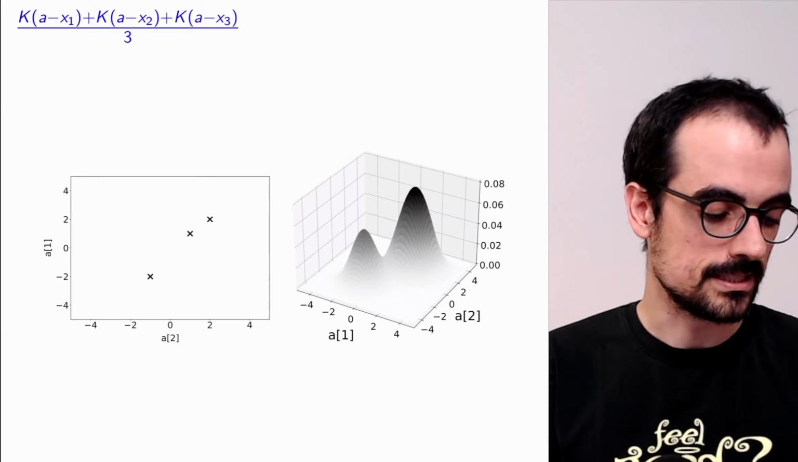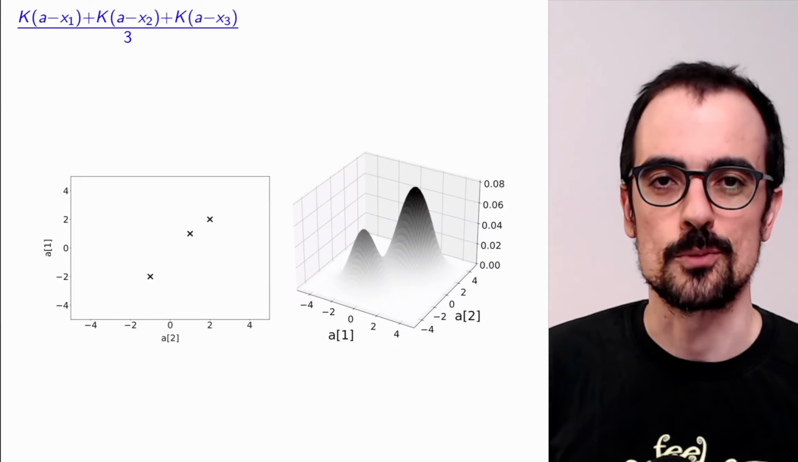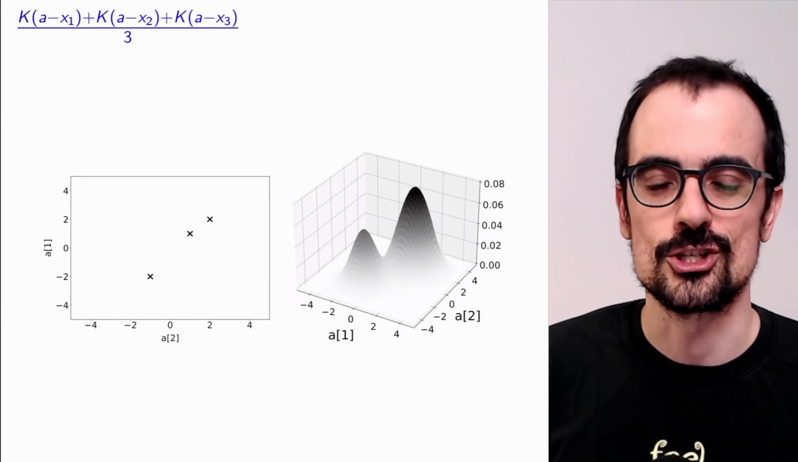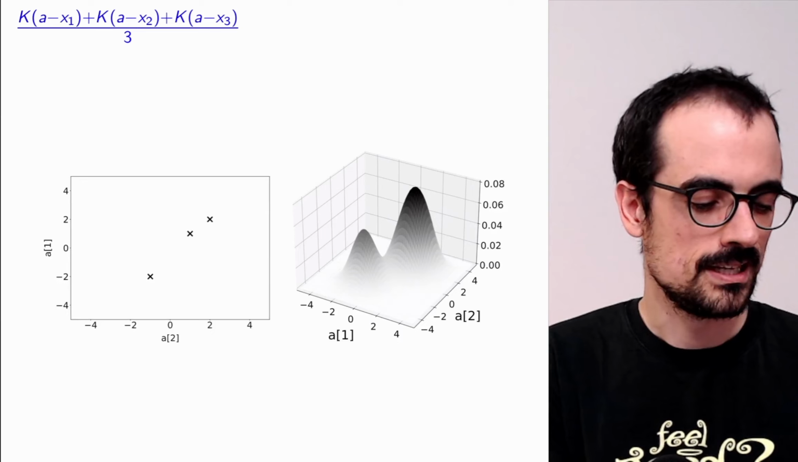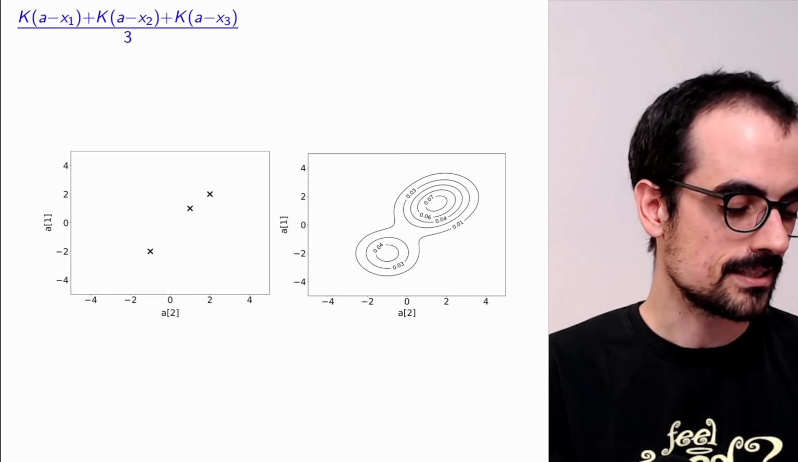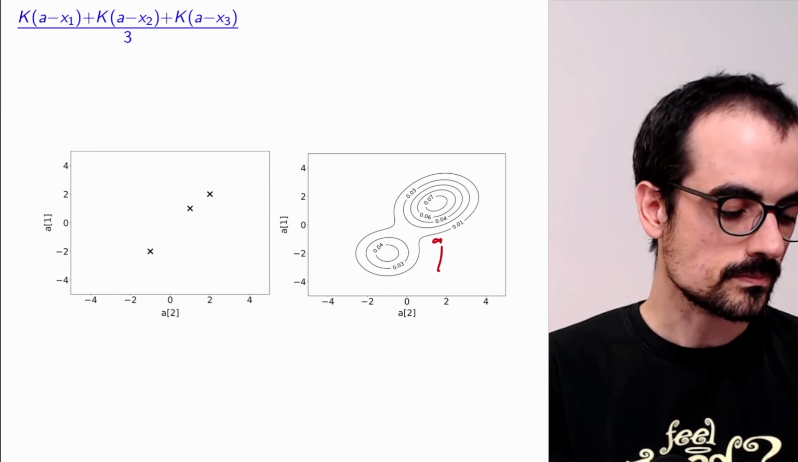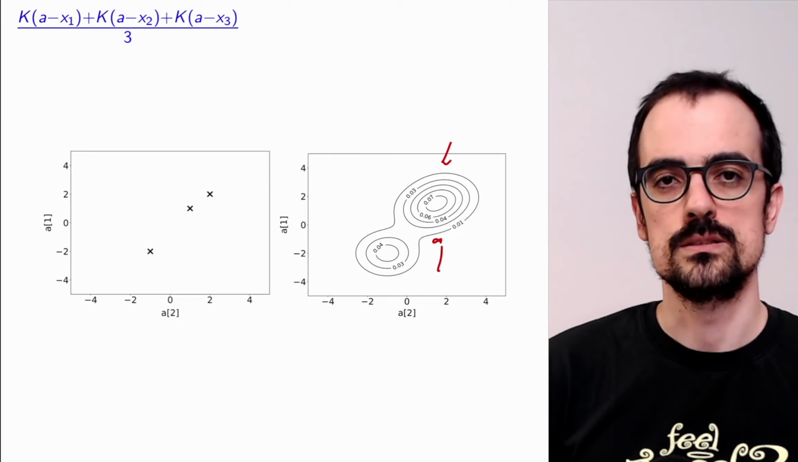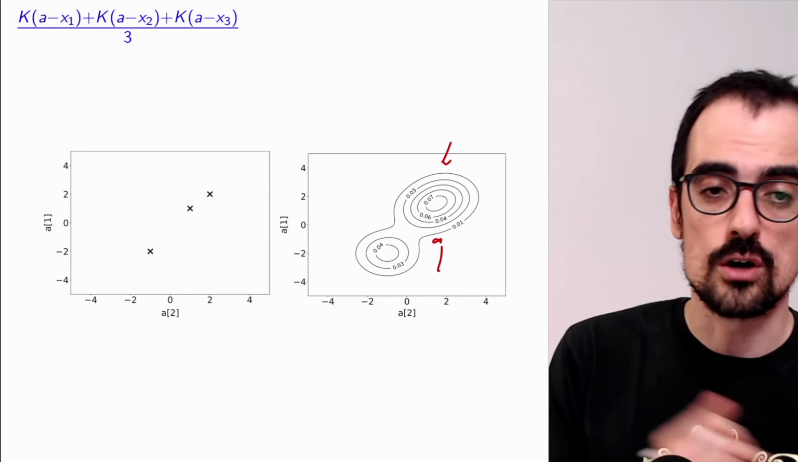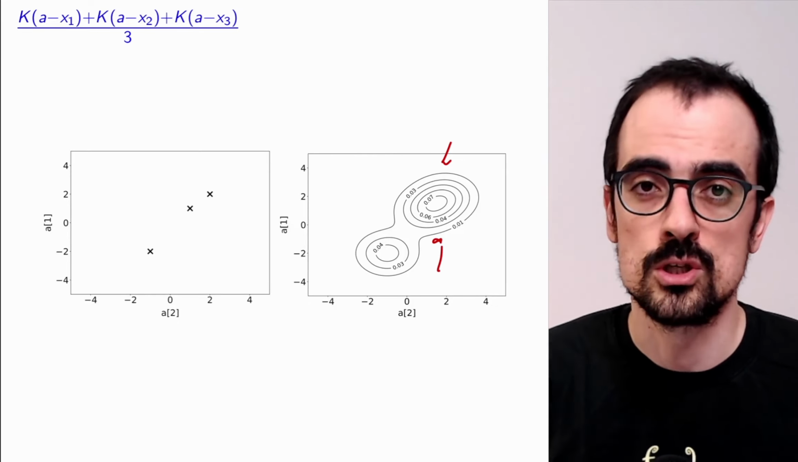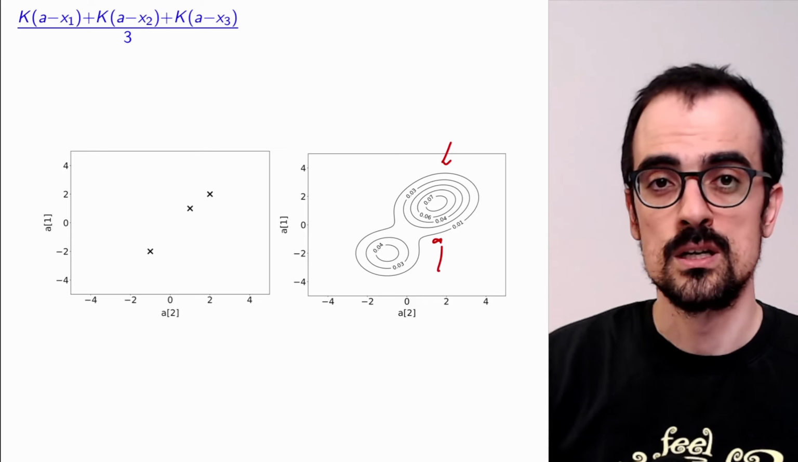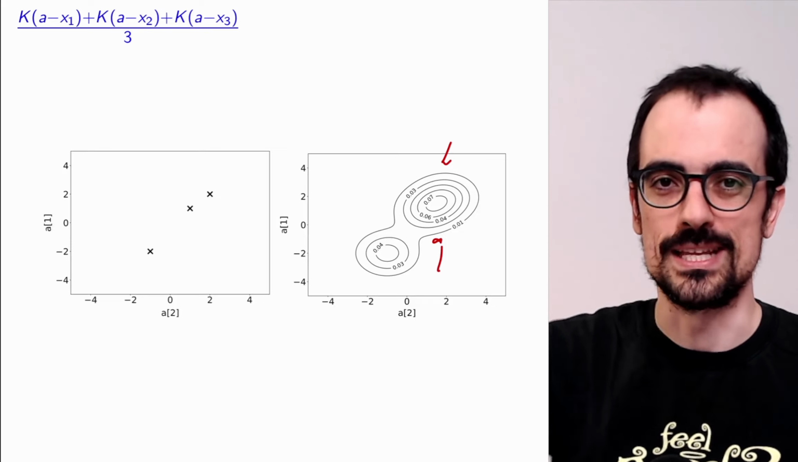Okay, so here these are the 3 data points. That's the estimate that we obtain using multidimensional kernel density estimation. These are the contour lines, the lines at which the density is constant. Often it's easier to look at those contour lines than to try to plot the actual 3D density.